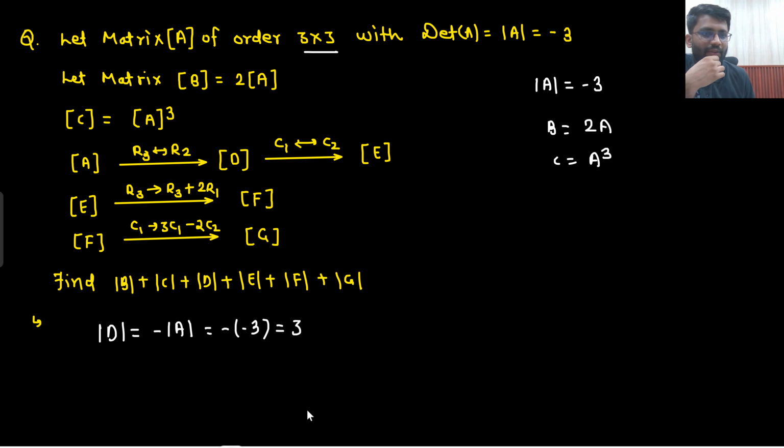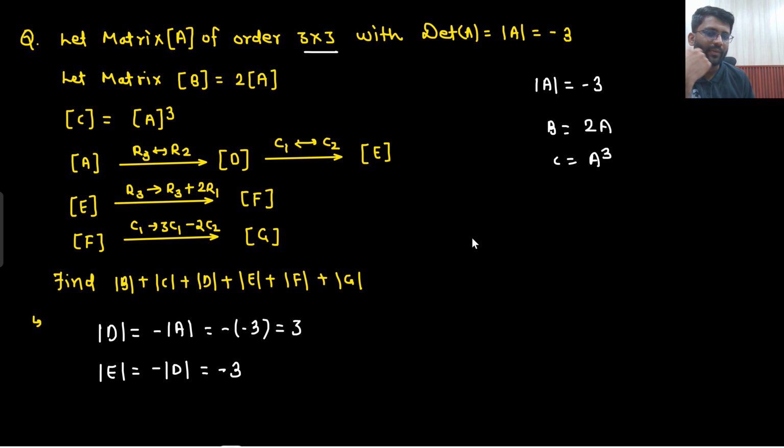C1 is being replaced with C2. That means again two columns are being interchanged with each other. What does that mean? Determinant of E would be equal to minus determinant of D. Determinant of D is 3, so this will become -3.